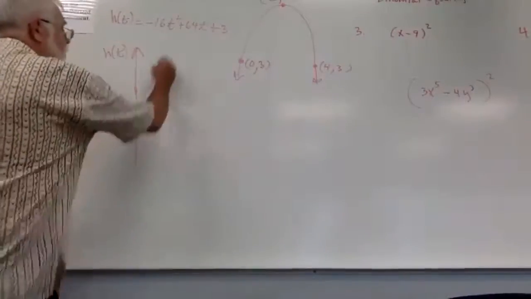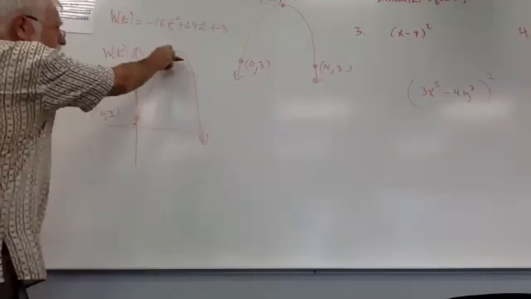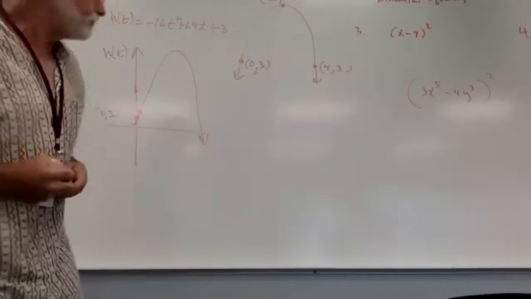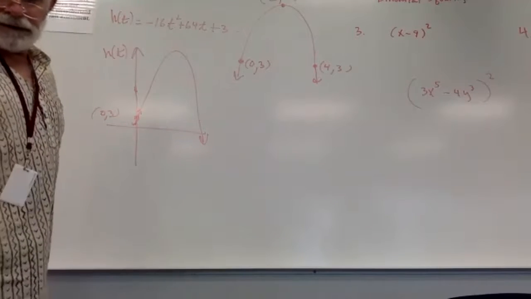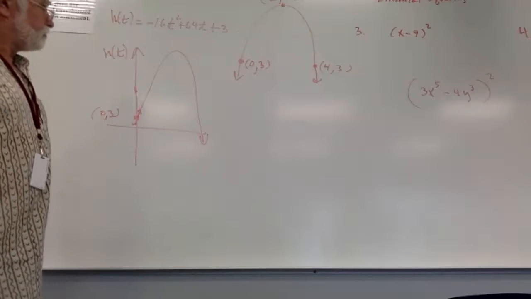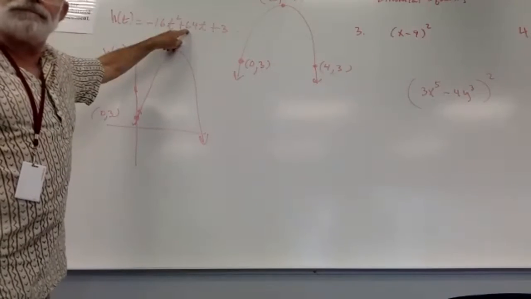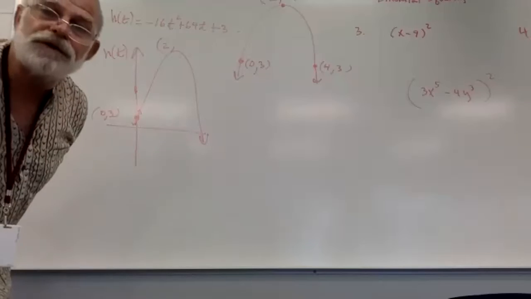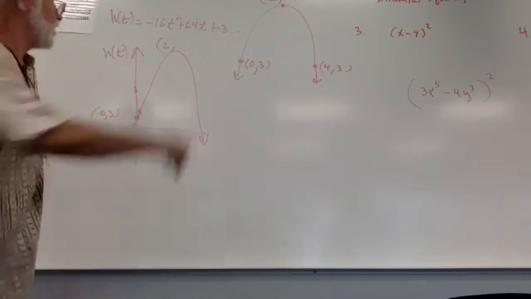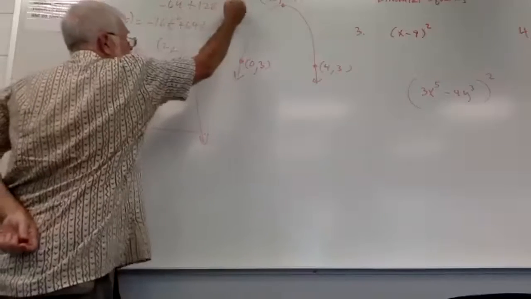So correct. And then what? Cup shape down? True, cup shape down. So is our x positive or negative? Positive. And how are we gonna find that number? You take 64 divided by 16, which is 4, and then we do what with it? Cut it in half. And then what do we do with that 2? You plug it in, and you get minus 64 plus 128 plus 3.